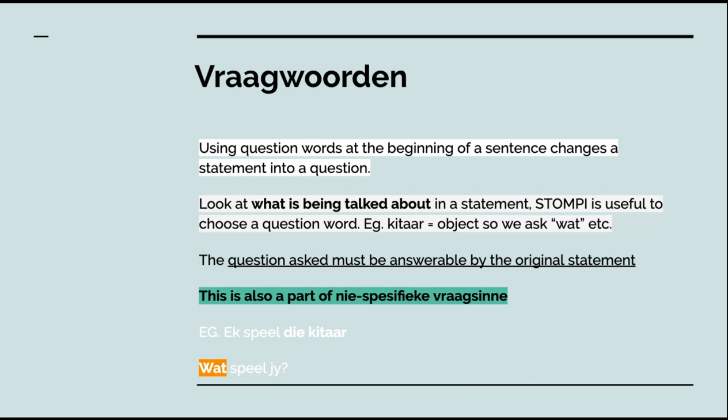Vraagwoorde. Using question words at the beginning of a sentence changes a statement into a question. Looking at what is being talked about in a statement is useful to choose a question word. Example, gitaar is the object, so we say wat. The question asked must be answered by the original statement.